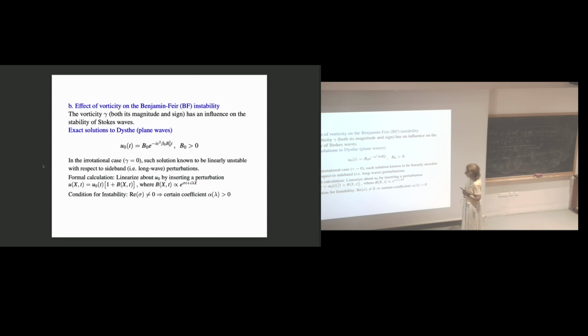And now one would like to do the same calculation for the dispersive system with vorticity. That is the goal, to do it with vorticity. So essentially, you look for a perturbation B in the form of an exponential e^(sigma t + i lambda x), and we're interested in whether sigma is real, in particular positive.